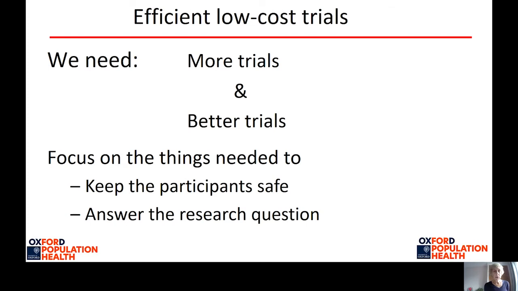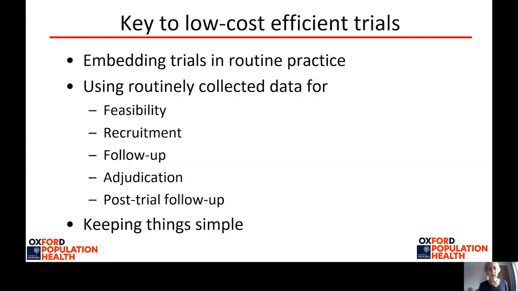One of the ways that we can make better trials, and indeed make them low cost, so that more are possible, is to really focus on the things that are needed to keep the participants safe and to answer the research question. In other words, paring away all the other things that are less important. And one of the ways of doing this is to use data that is already being collected for other purposes.